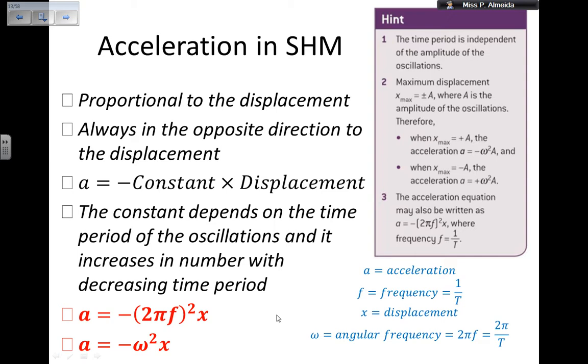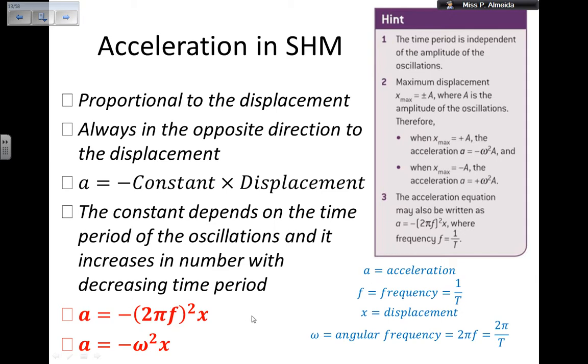Acceleration will be, and this is the general formula, minus, and then the constant is going to be (2 pi f) squared times x, where x is the displacement. So 2 pi f comes from a kind of circular motion, where f is my frequency, which can also be viewed as 1 over T, where T is the time period. A stands for acceleration.